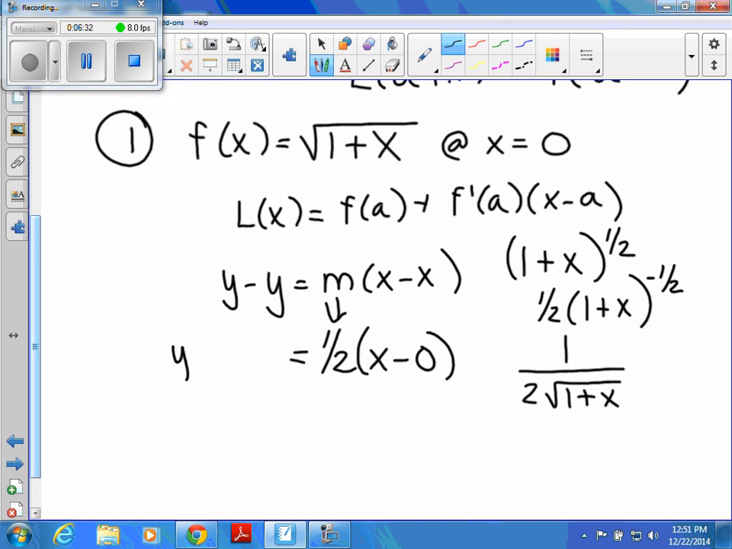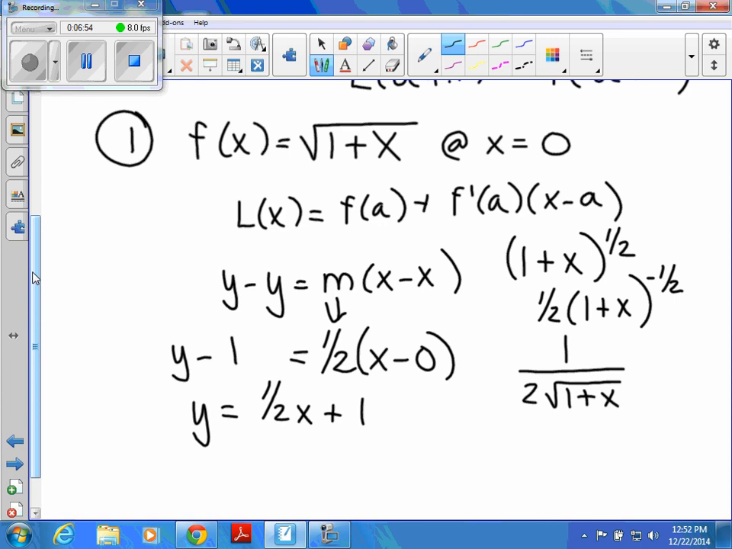And how do you find the y value? Plug 0 into the original and that'll give you the y value, right? Isn't it going to be 1? So doesn't y really equal 1/2 x plus 1? Did we find the equation of the tangent line?